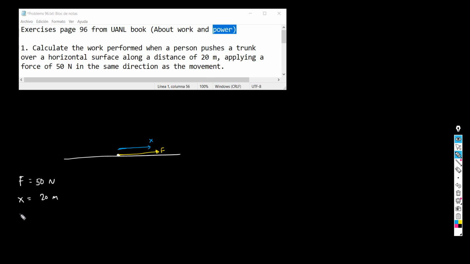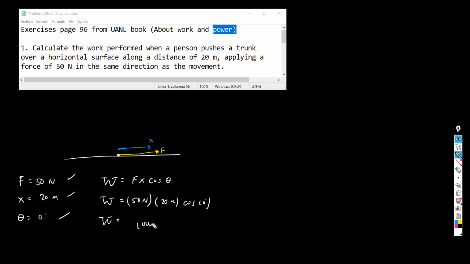The angle between these two vectors is 0 degrees, given that they are parallel, and we have all the ingredients to calculate the work. So the work is force times displacement times the cosine of the angle between them. Then just substitute 50 newtons times 20 meters times the cosine of 0 degrees, and you will get 1000 joules. And this is the result. A very simple thing for a very simple problem. That's it, guys. Okay, let's move on. You can pause the video and analyze what I said as many times as you want.